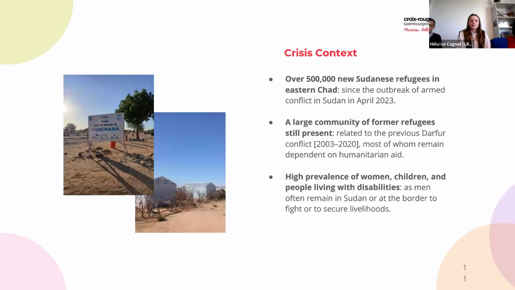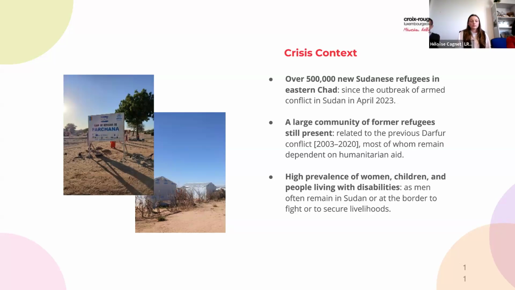We particularly focused on one of the oldest camps in this region called Farshana. It's an old camp that was created in 2003. It's a camp that now has more than 20 years of history, and that still hosts some of the first Sudanese refugees that came during the first wave of conflict in Darfur, and has now witnessed an extension. So it has doubled in size since 2023, when the conflicts and the armed violence were reignited on the other side of the border.